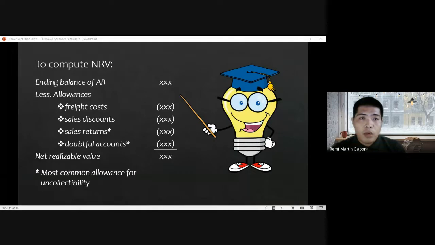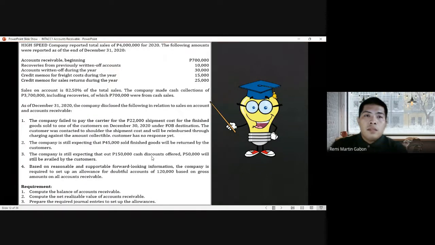So again, yung mas common dyan, yung dalawa, sales return and doubtful accounts. Although I'm not saying na this freight cost and sales discount could not occur. Okay. Sometimes problems involve freight cost and sales discounts. So yeah, let us have this example.